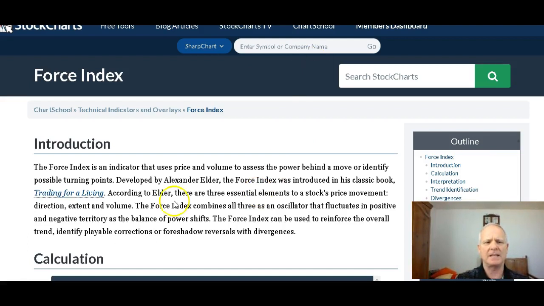The force index is an indicator that uses price and volume to assess the power behind a move or identify possible turning points. So these are two good indicators that I like to use along with a base indicator, which we'll also talk about here in just a moment.